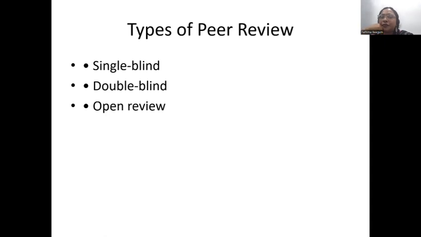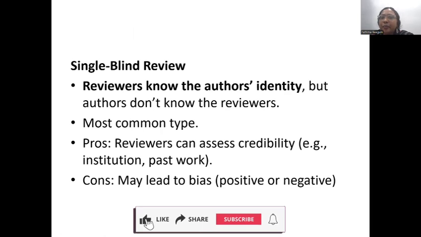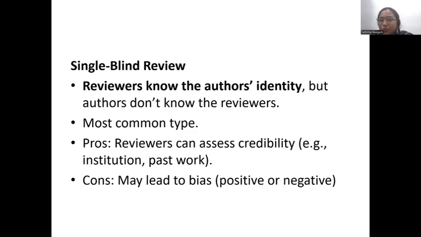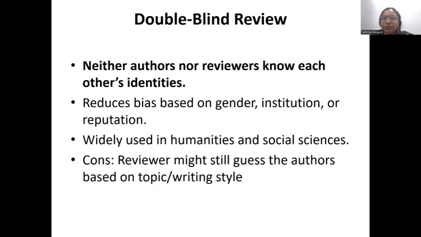The peer reviews are of different types: single blind is there, double blind is there, and open review is there. Single blind means reviewers know the author's identity, but authors don't know the reviewers. The pros are reviewers can assess the credibility, for example institutional, like that, and there is a chance for bias also to occur. Double blind means neither the author nor the reviewer has an idea about the other. So it is widely used in social science and all. Bias is reduced. Reviewers must sometimes guess the authors based on the writing style.